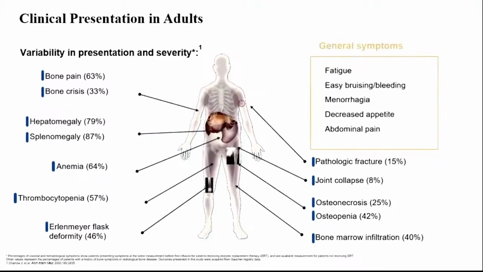In the clinical presentation in adults, there are general symptoms like fatigue, easy bruising, bleeding, menorrhagia, especially in females, decreased appetite, abdominal pain, and the most common problem they face is hepatosplenomegaly. As you can see, splenomegaly 87% and hepatomegaly 79%, thrombocytopenia, anemia, and they have bad problems in their bones. They have bone pain, bone crisis, pathological fractures, joint collapse, osteonecrosis, osteopenia, all due to bone marrow infiltration with toxic materials. And they are liable to develop Erlenmeyer flask deformities, and you can see it by radiological studies.